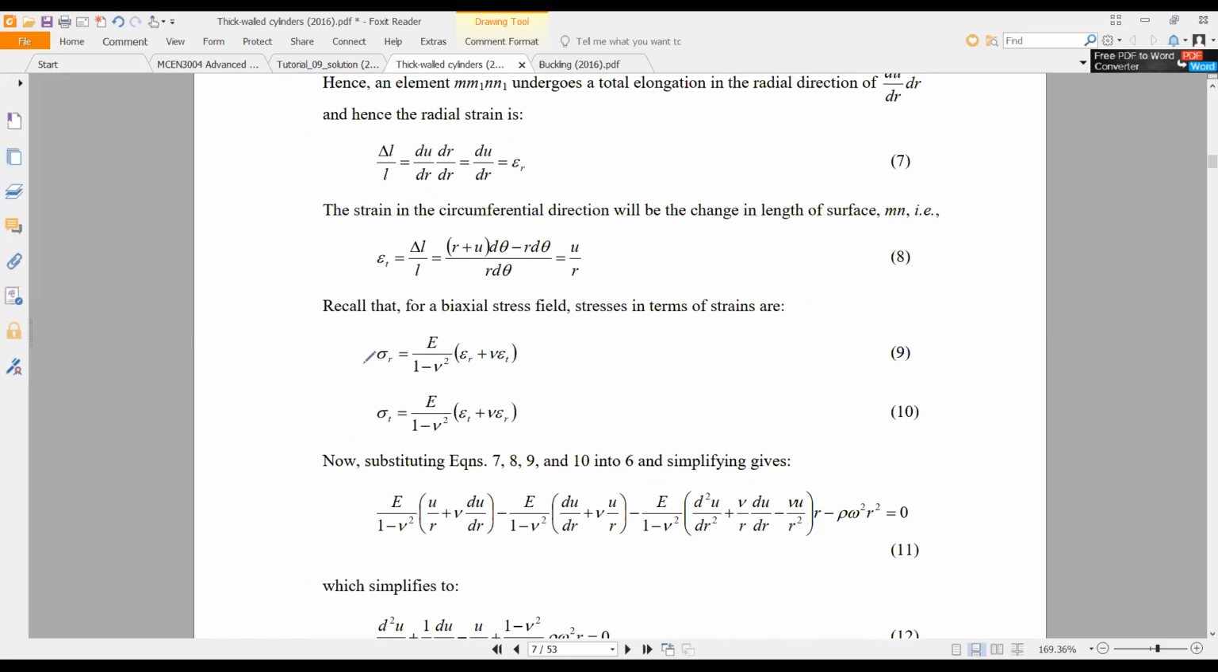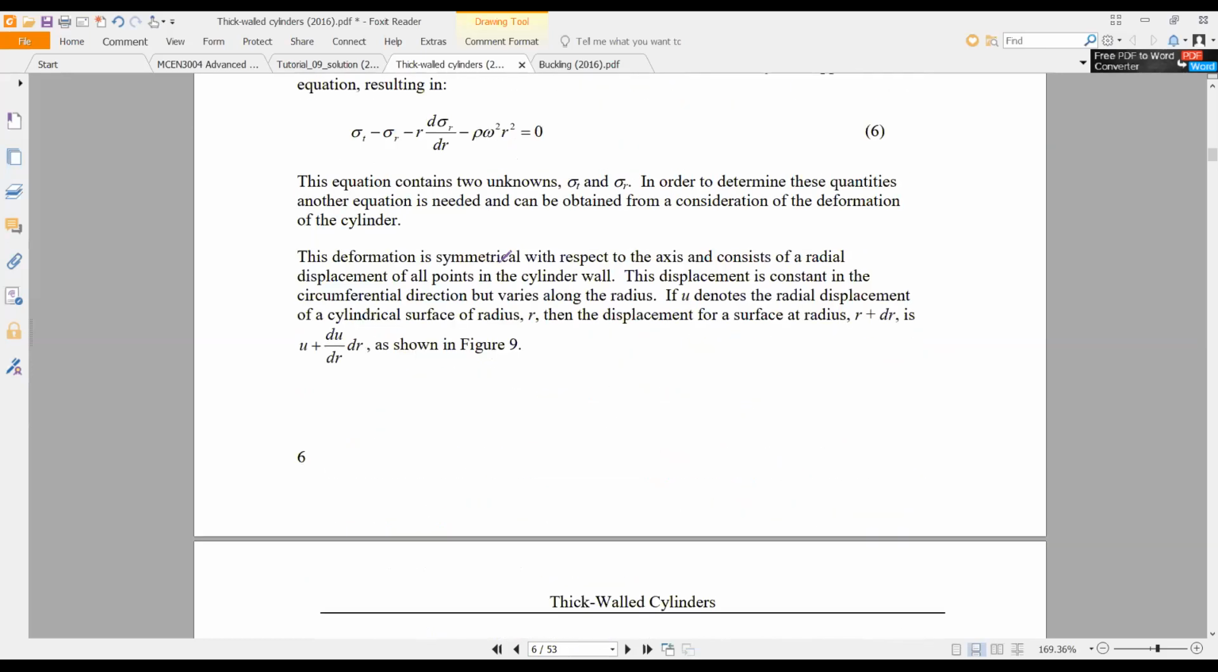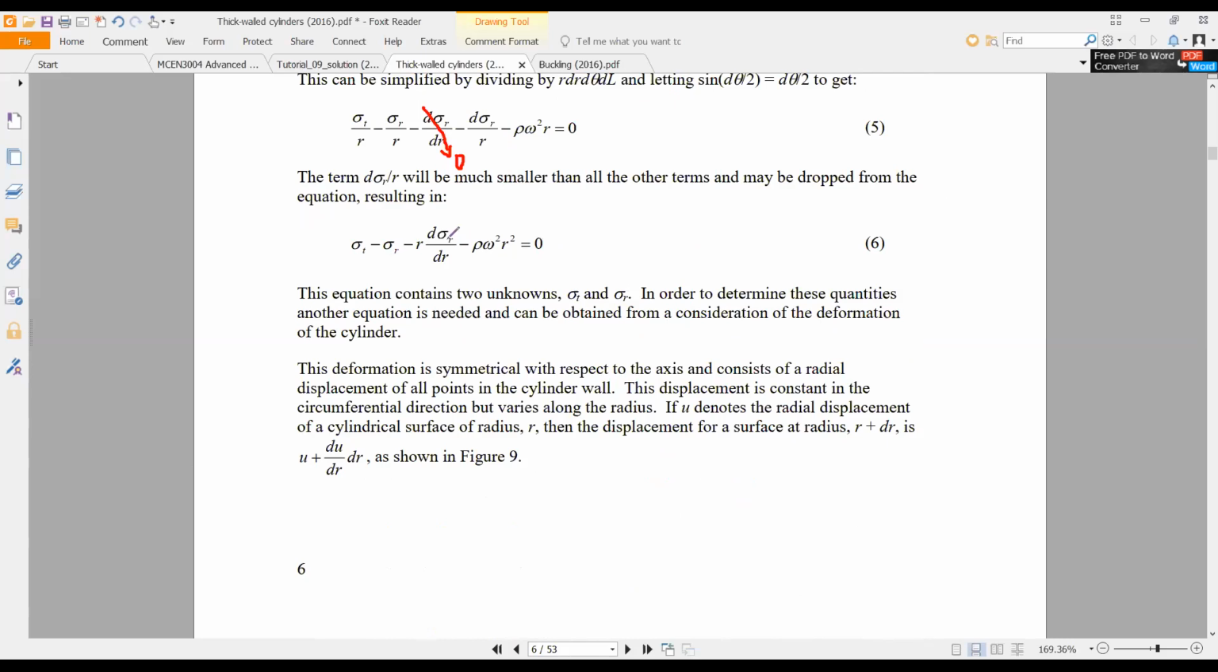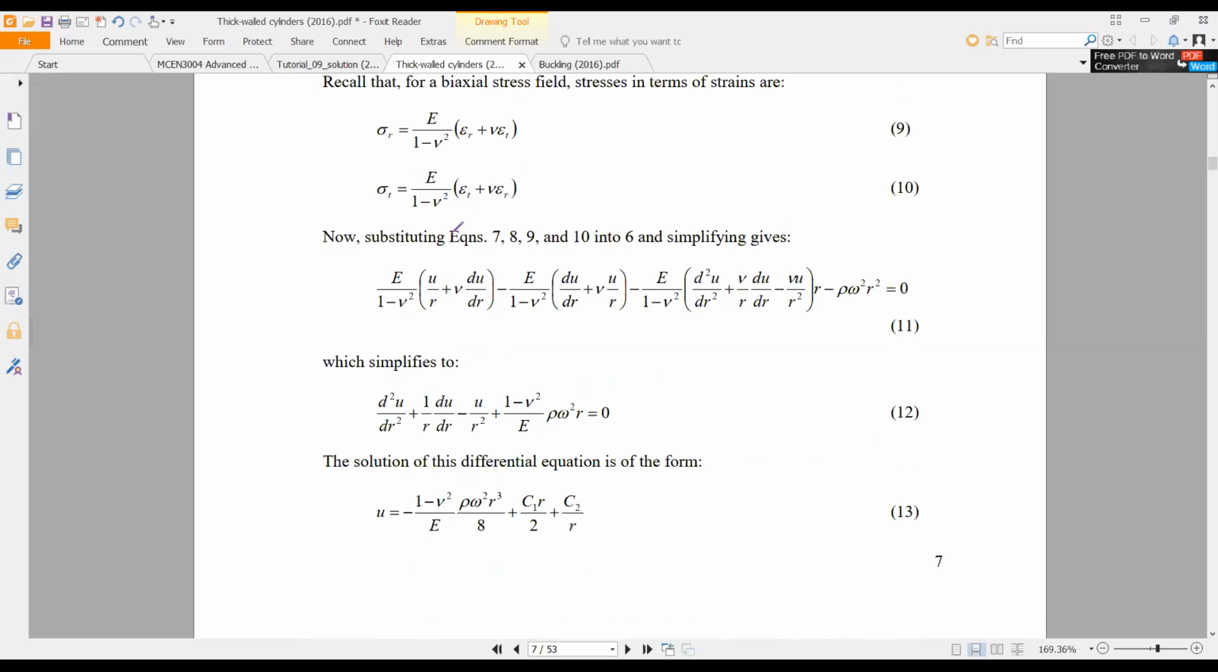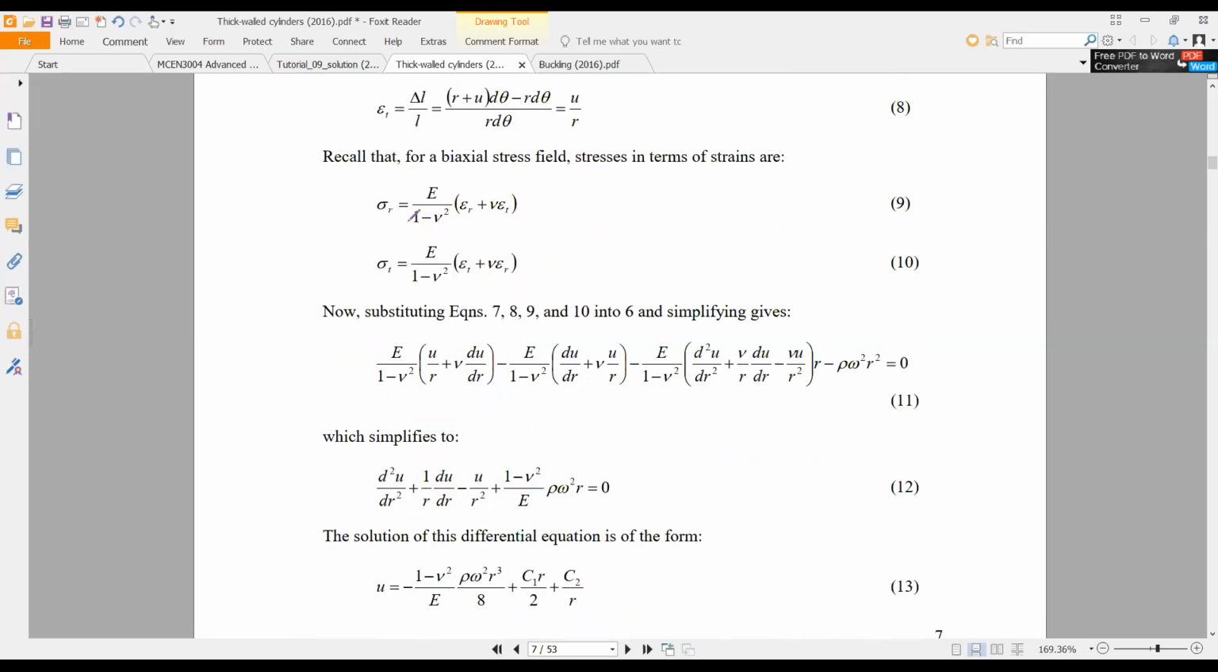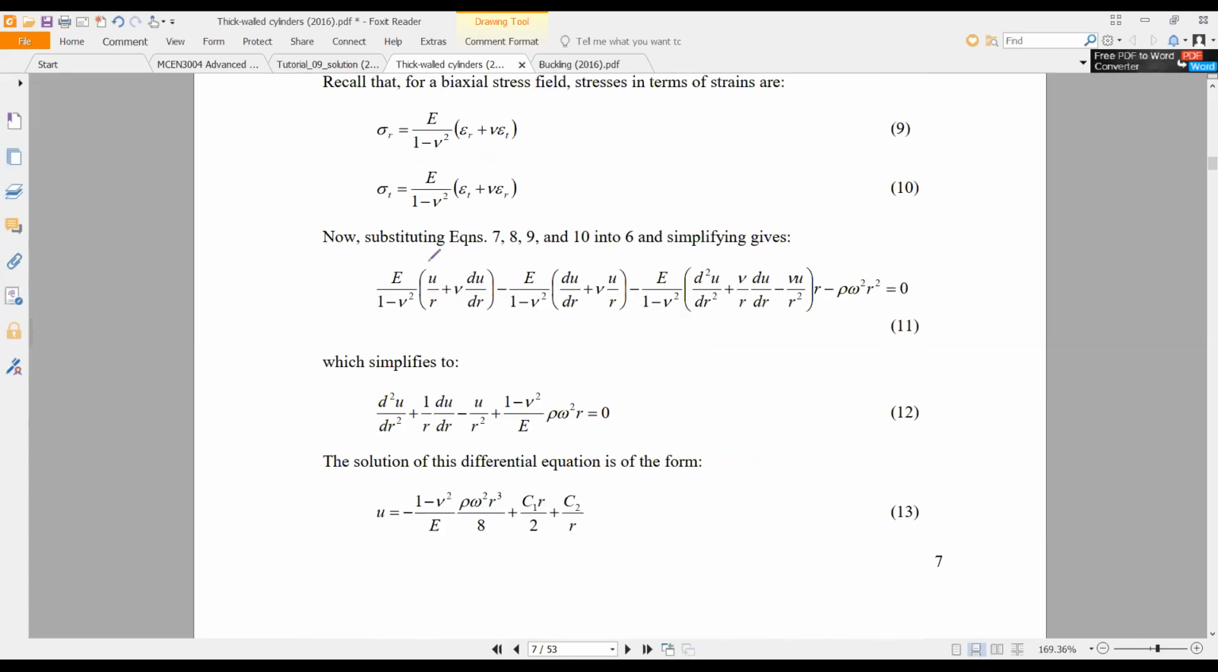When you substitute in this equation, sigma R divided by dr, you need to differentiate with respect to R that particular equation and substitute to that equation. So this is the format of that equation. Okay. Then we can simplify that equation by expanding, and some of the terms will be cut off. And this is the equation.